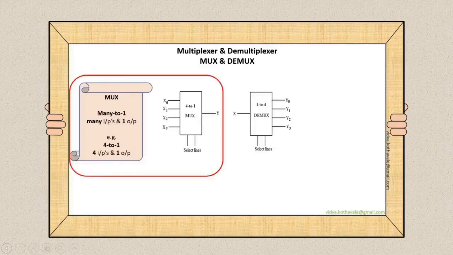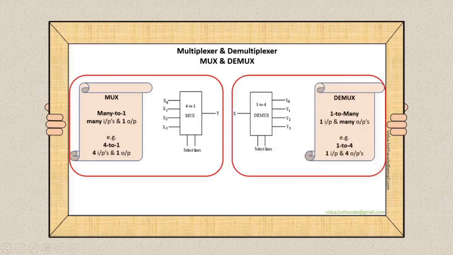Mux, many into one, meaning thereby mux has many inputs and one output. For example, in 4:1 multiplexer, it has 4 inputs and 1 output. On the contrary, demux, 1 into many, meaning thereby 1 input and it has got many outputs. For example, 1:4 demux has 1 input and 4 outputs.